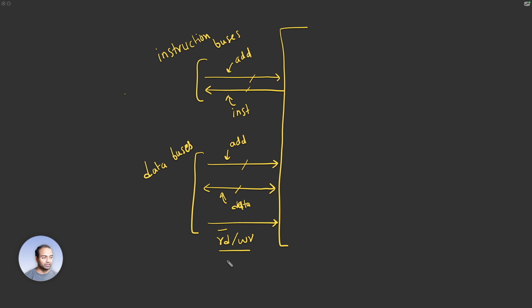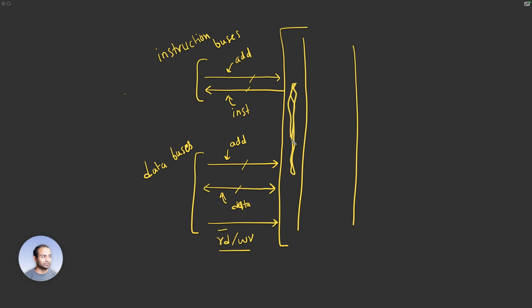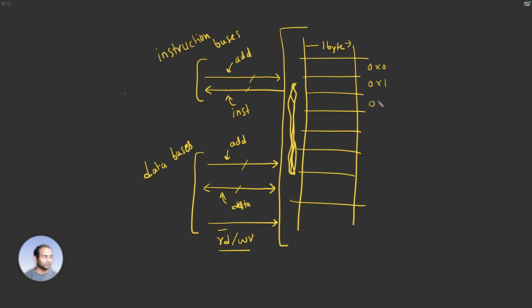And then there was another line to convey whether we wanted to read data from the memory or write data to the memory. And then we also reasoned that there is some circuit here which understands which region or which cell in the memory to reach out to. And then we said each cell was 1 byte long, and the addresses were incremented, and so on and so forth.